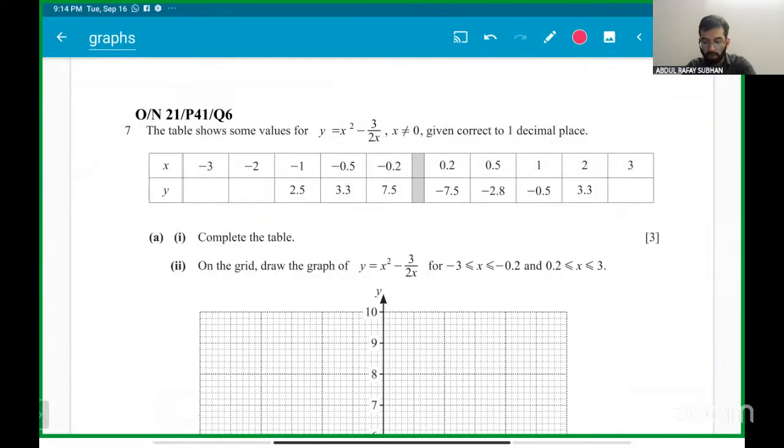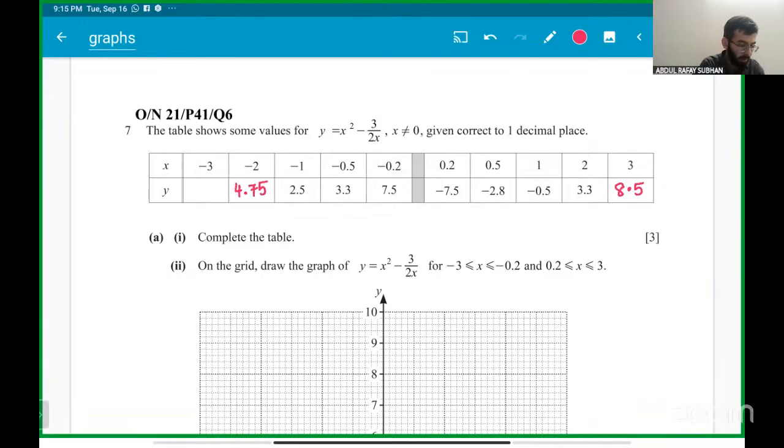So let's do it. When x is 3, what will be the values? That is again the same thing. 3 squared, and 3 squared minus 3 divided by 2 times 3. That will be 8.5. And then when it's minus 2, again make sure to put the brackets. Make sure to put the brackets. It will be negative 2, and that will be 4.75.